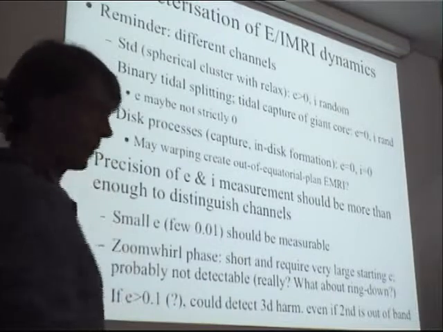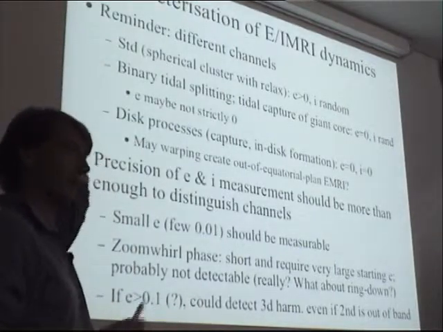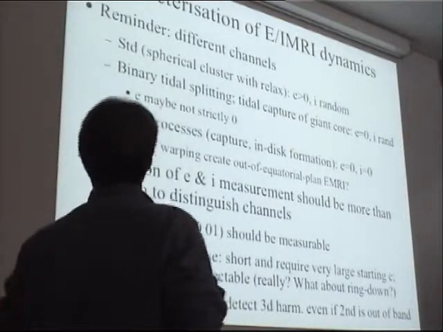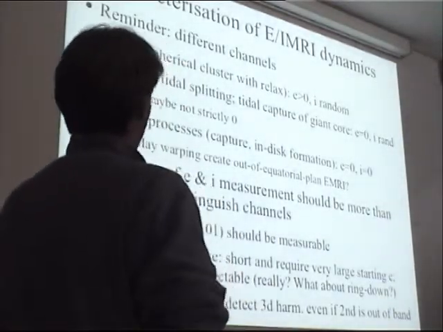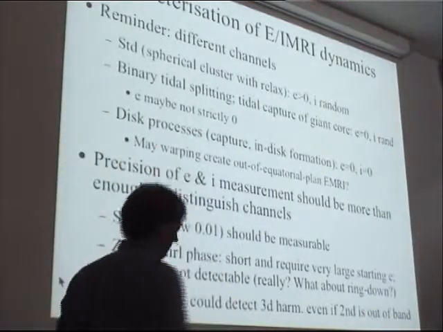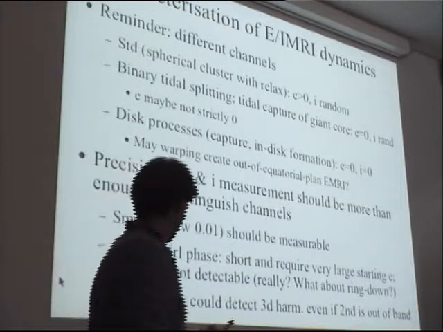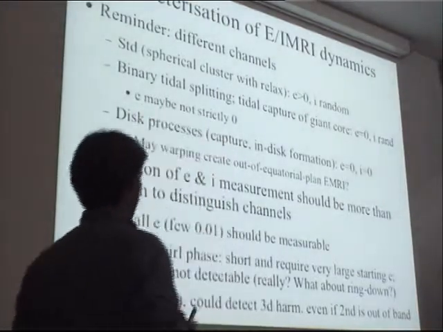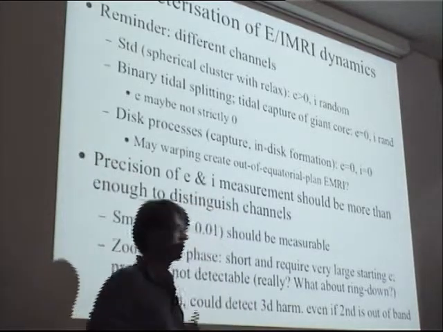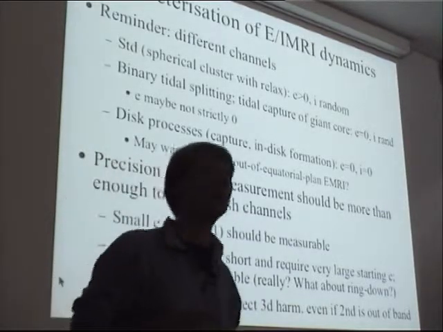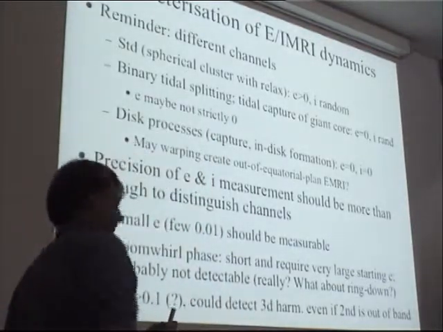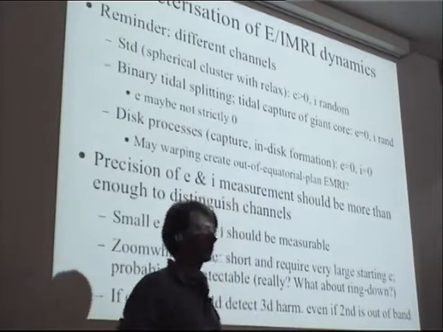Okay, the last point here, maybe we should finish and then have a more general discussion. I don't know, that was what we planned initially. The last point is that I understood that if the eccentricity is more than about 10%, then one could detect the third harmonic in the quadrupolar approximation, even if the second harmonic is out of the LISA band, which means that one can probably, if one is lucky, probe black holes that are more massive.